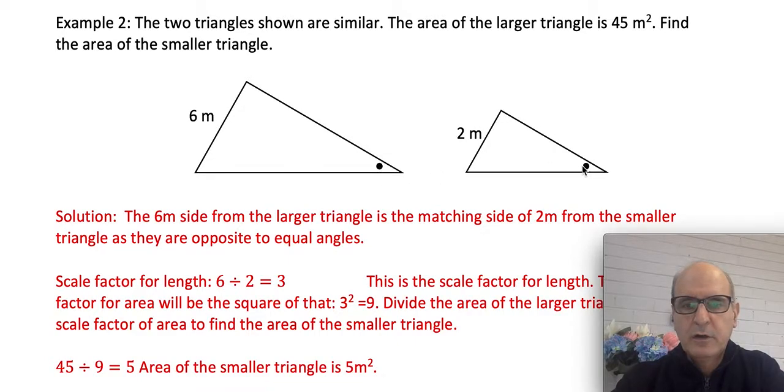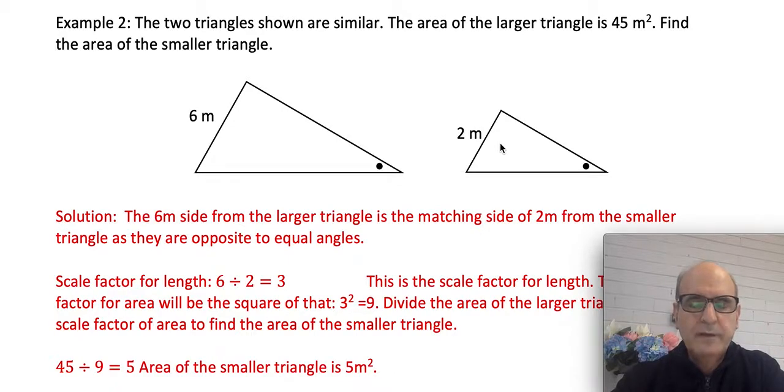Both of them are opposite two equal angles. This dot here and this dot here means that these angles are equal. And the sides opposite to them will be corresponding sides. So 6 meter and 2 meter are corresponding sides.